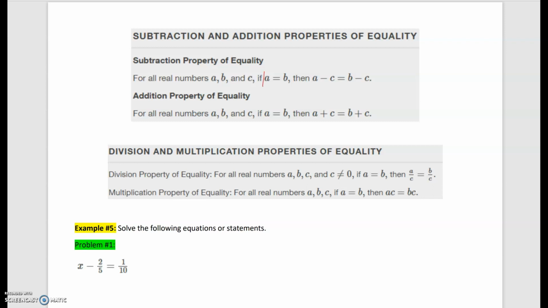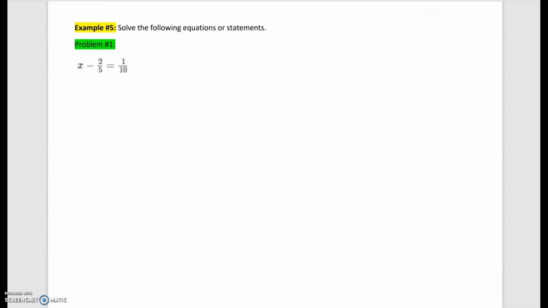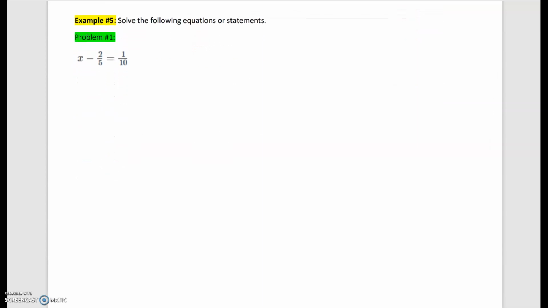So you're going to have an equation, and in order to solve it you're going to do the same operation to the left or to the right. So if you're subtracting values, you're going to be subtracting the same value. If you're adding values, you're going to be adding the same value. And same idea for any division or multiplication. So for example, let's take a look at the first problem.